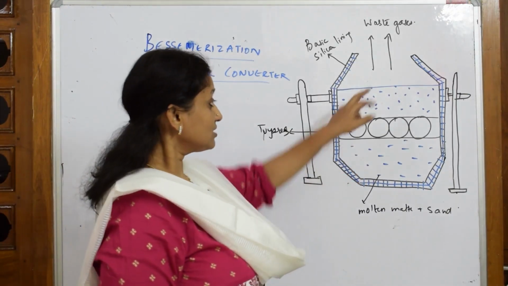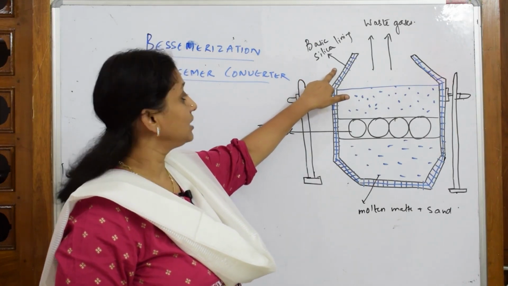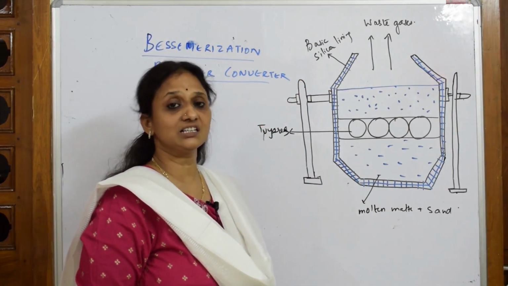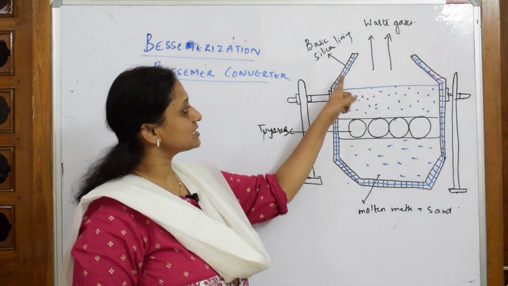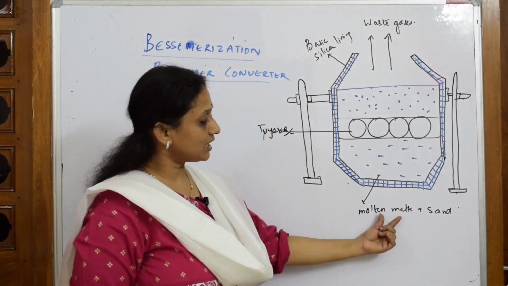Now this whole Bessemer converter is lined with silica. That's very important, because there's one question also asked which I'll be doing: what is the use of silica in the Bessemer converter lining, right? So the whole Bessemer converter is lined with silica, and you have tuyeres for the hot air to enter. Now you're going to take the molten matte.